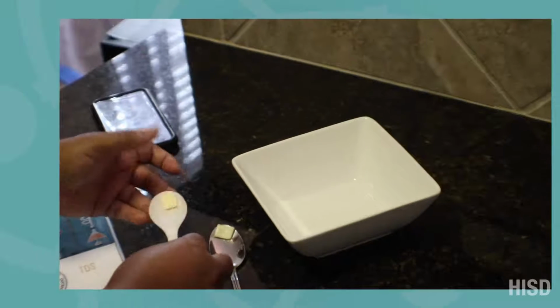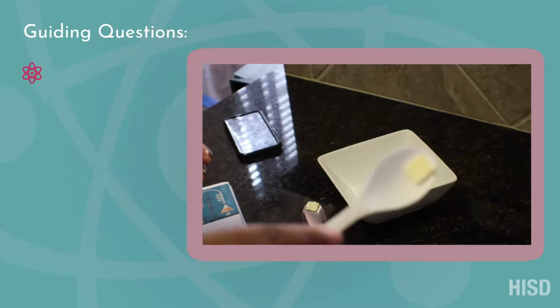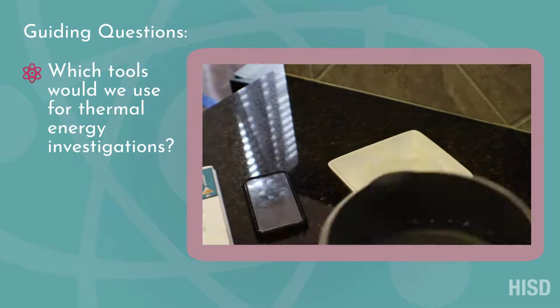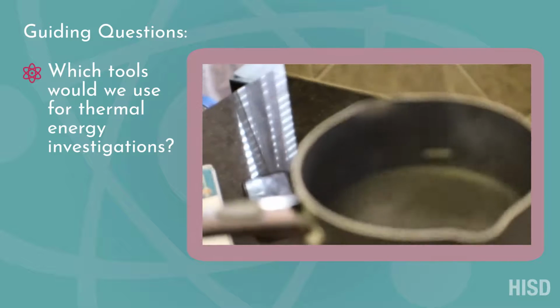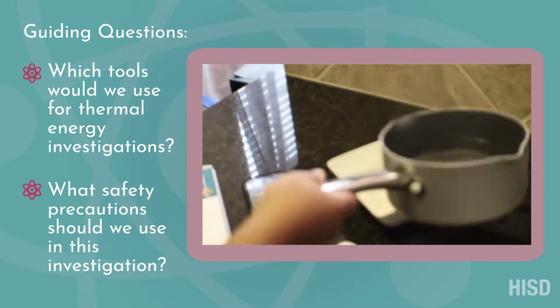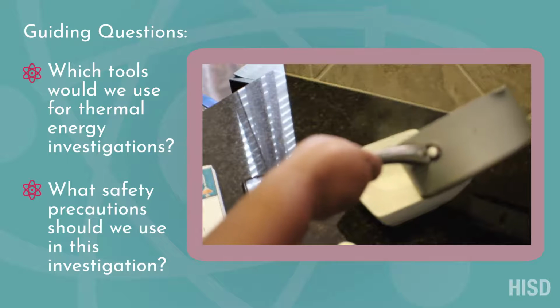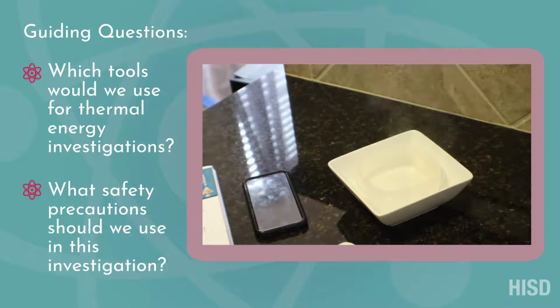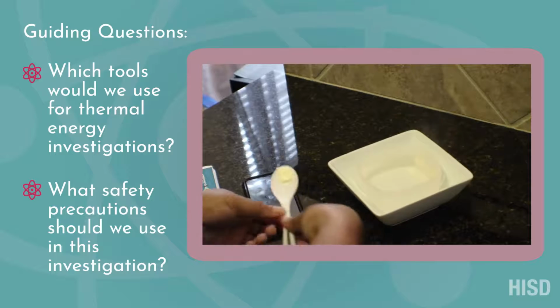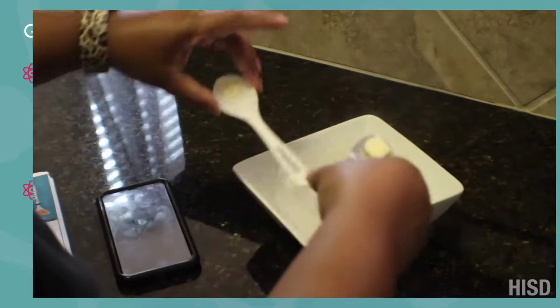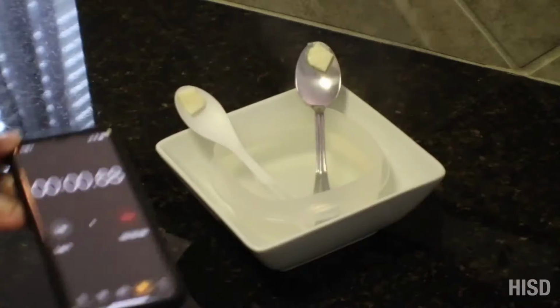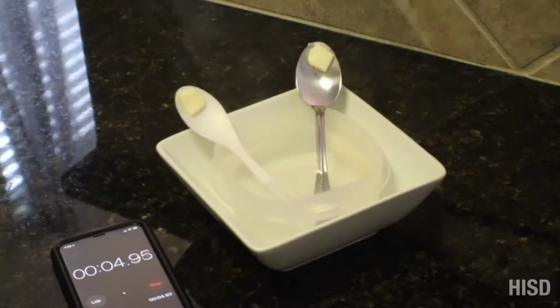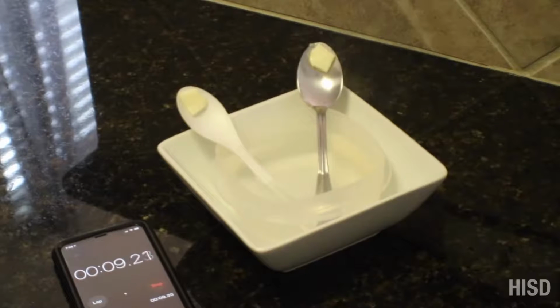When working with students, some of the guiding questions that you should be asking them would be, which tools will we use for thermal energy investigation, and what safety precautions should we use in this investigation? Make sure you are using your safety precautions when you are working with hot boiling water to reduce the chances of any accidents. The next step is to place both spoons into a bowl of hot water and then immediately start the timer. You will record the time when the butter slips down into the water first.